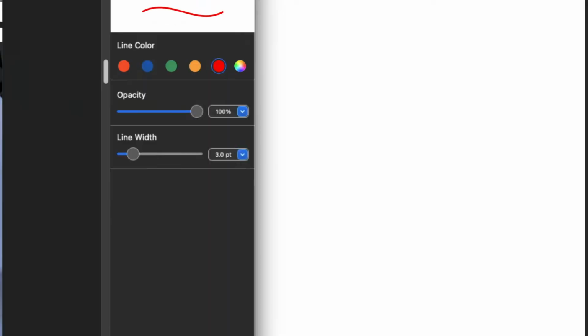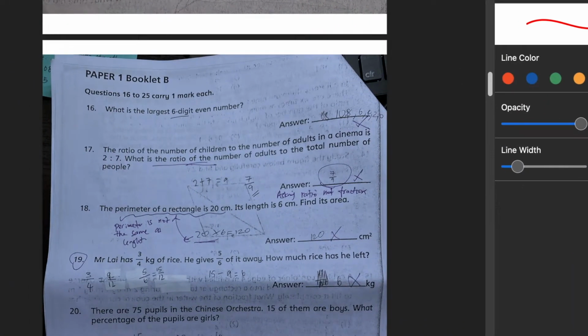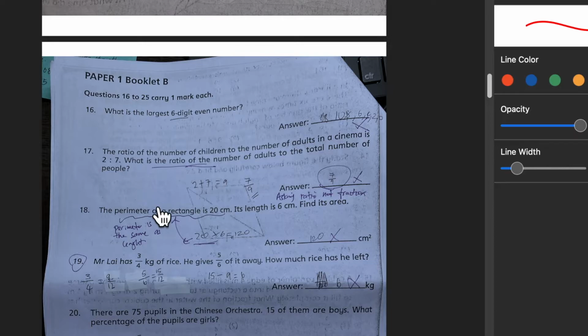Okay, let's go on. Which question then? Okay, question 19. Mr. Lai has 3/4 kg of rice and he gave 5/6 of it away.